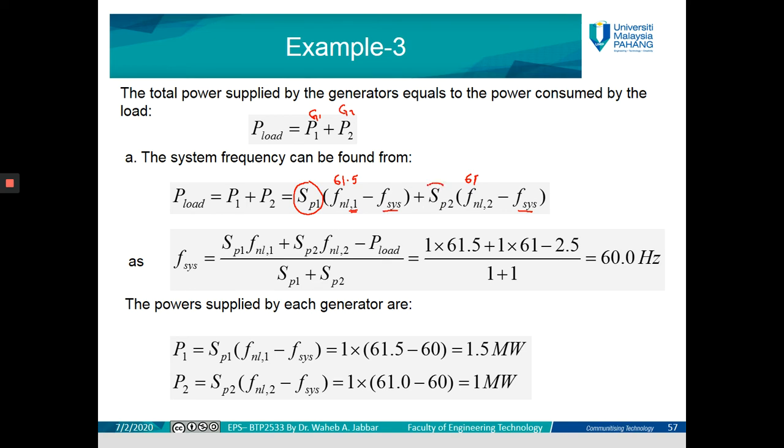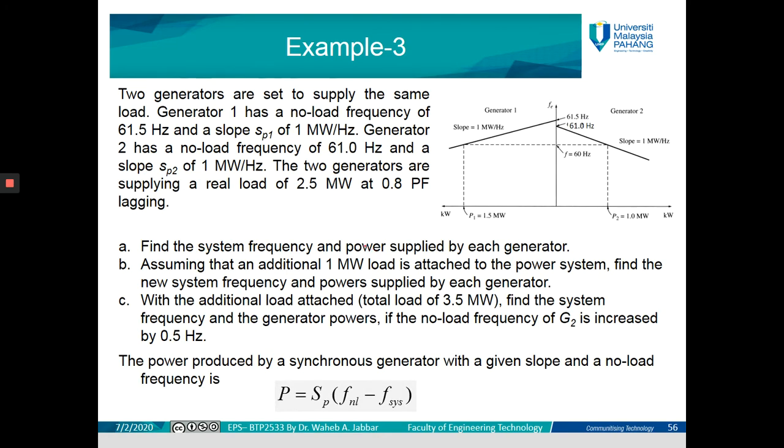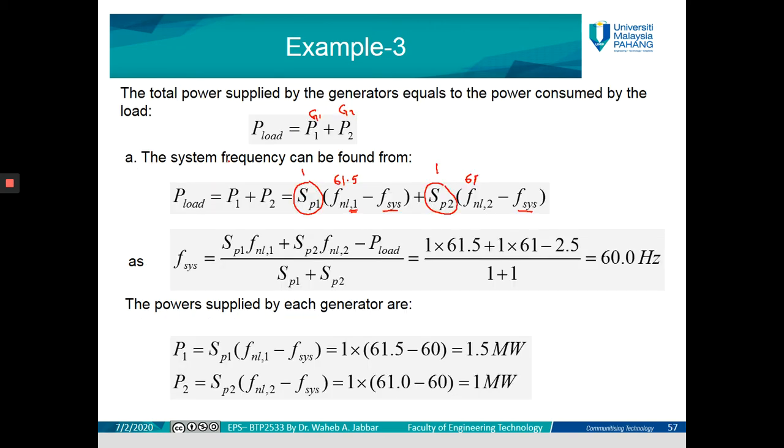Also, I have the slope for generator 2 here. The slope is equal to 1 megawatt per hertz for both generators. So this is for generator 1, this for generator 2. We just substitute these values. We have the total load here. We know the total load is equal to 2.5 megawatt, and the missing value now is only the F system.